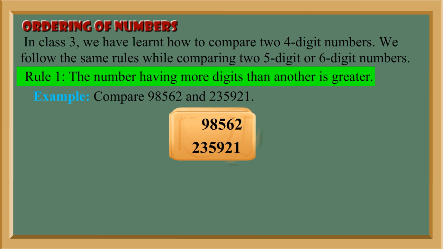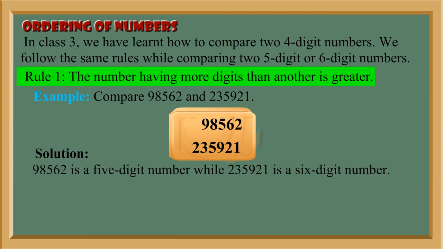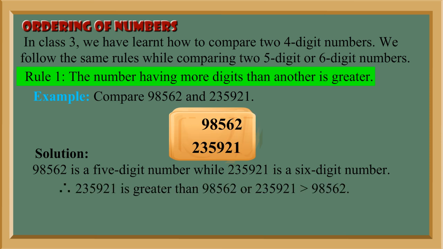98562 and 235921. 98562 is a 5-digit number, while 235921 is a 6-digit number. Hence, 235921 is greater than 98562.